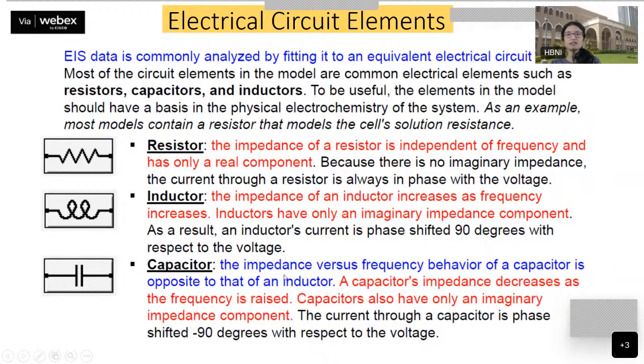In the case of a capacitor, the impedance versus frequency behavior is exactly opposite to that of an inductor. Basically, the impedance decreases as the frequency is raised for the capacitor. Capacitors also only have an imaginary impedance component. The current through a capacitor is phase shifted by minus 90 degrees with respect to the voltage.